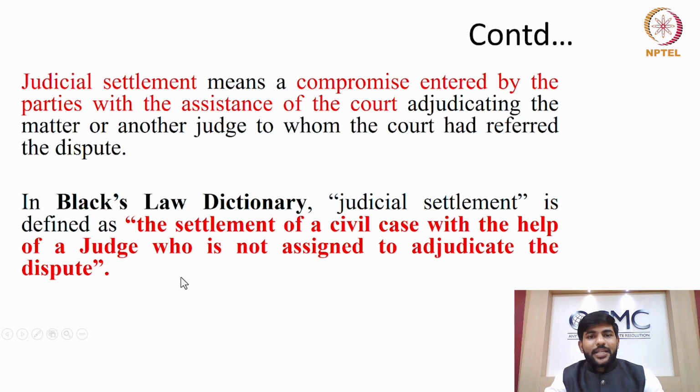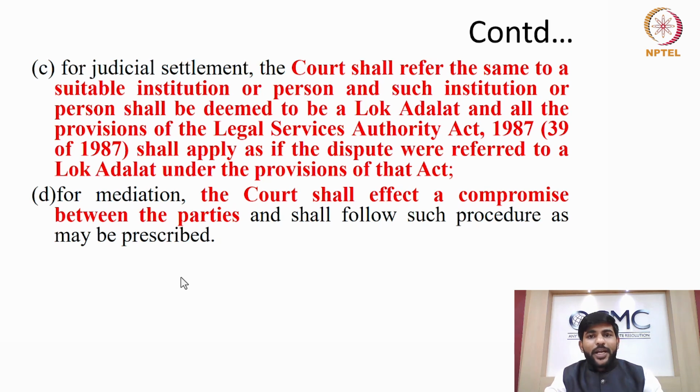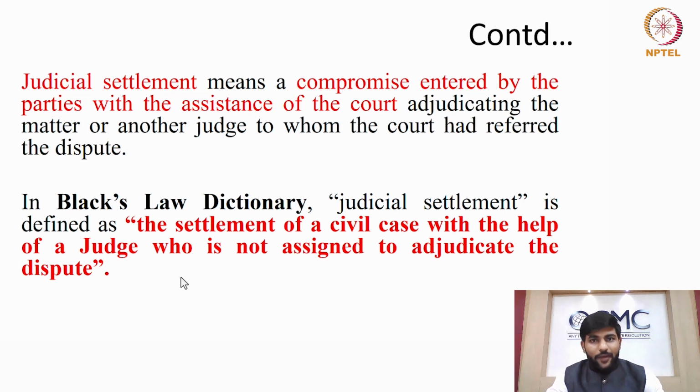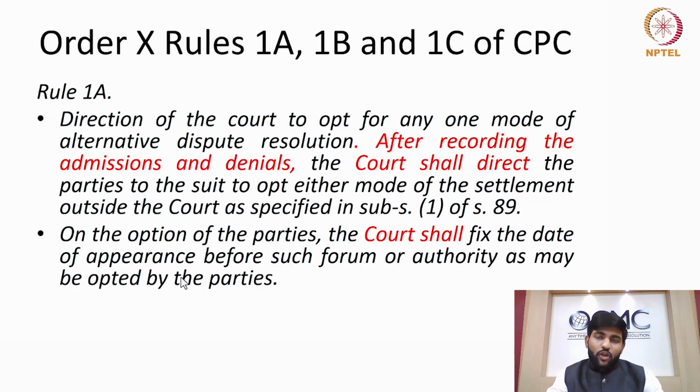This is where it clears that judicial settlement means a compromise entered by the parties with the assistance of the court. So that we call judicial settlement, whereas the definition provided under Section 89 has certain errors, and this is where it clarifies. And further, the Supreme Court has also clarified, as I stated earlier, in the Afcons case. Another provision of the Civil Procedure Code is Order 10 Rule 1A, 1B and 1C of CPC, which was included by means of the CPC amendment in the year 1999.